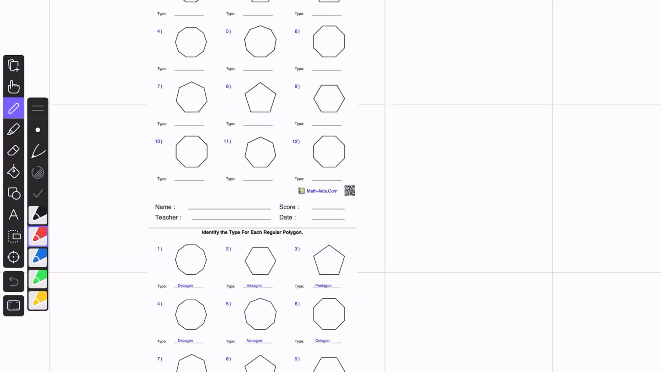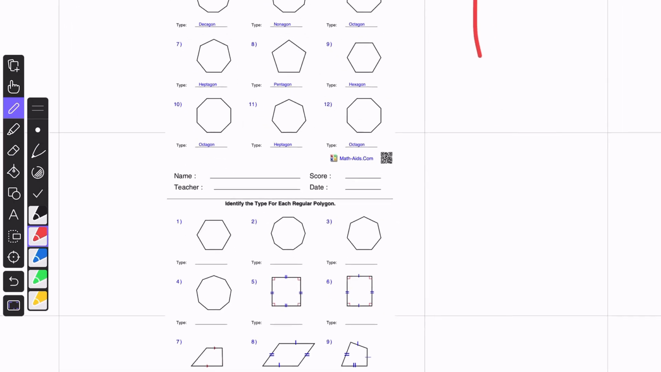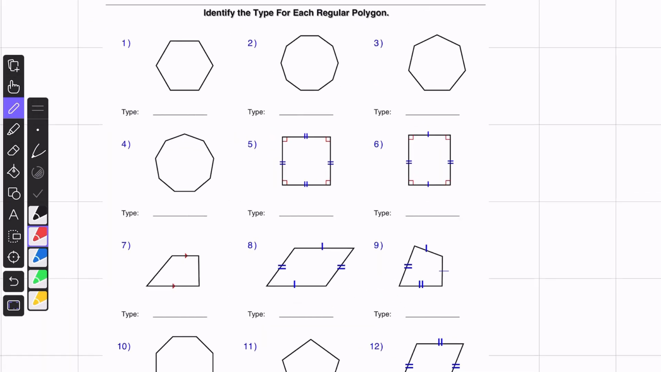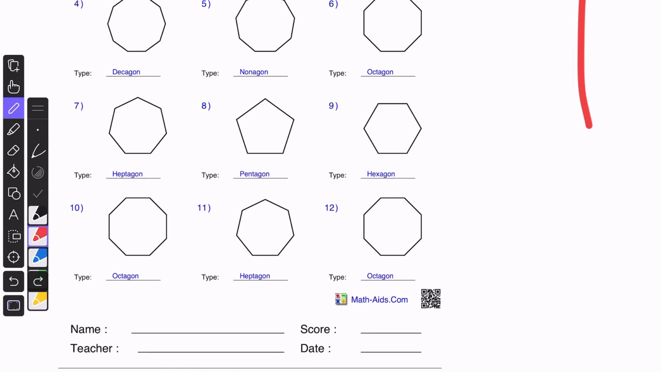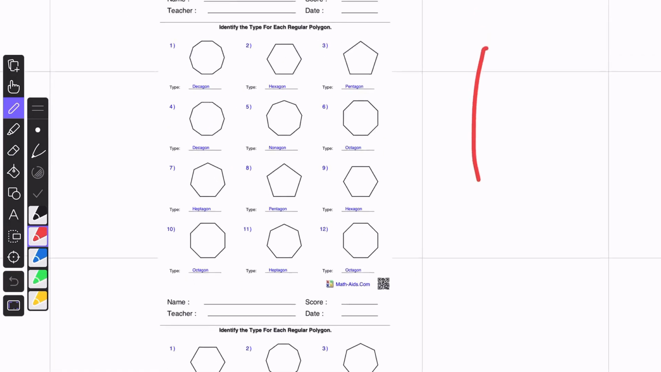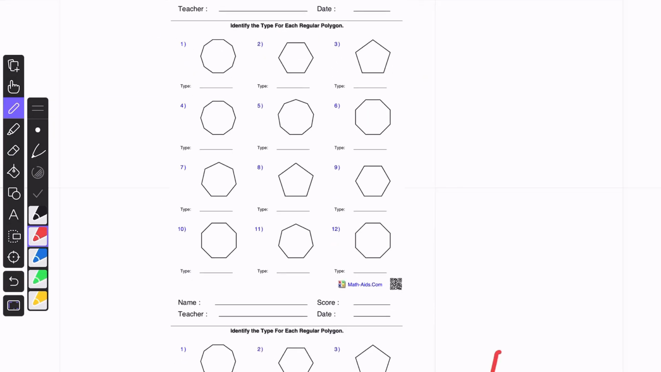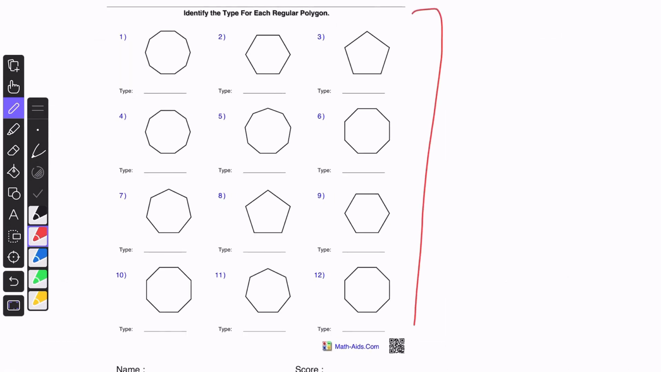Okay, so now we're just going to combine what we've learned so far. Actually, let's do one more exercise of the polygons. So I'm going to give you guys some time to work on these 4 rows and then come back for the answers.